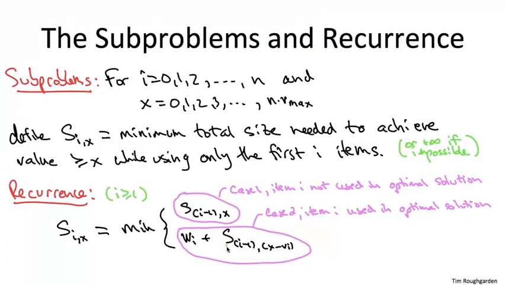So one quick edge case in this second case, if V sub I is actually bigger than X and we have a negative index here, we just interpret this quantity as 0. That's because item I alone meets the value target of X.